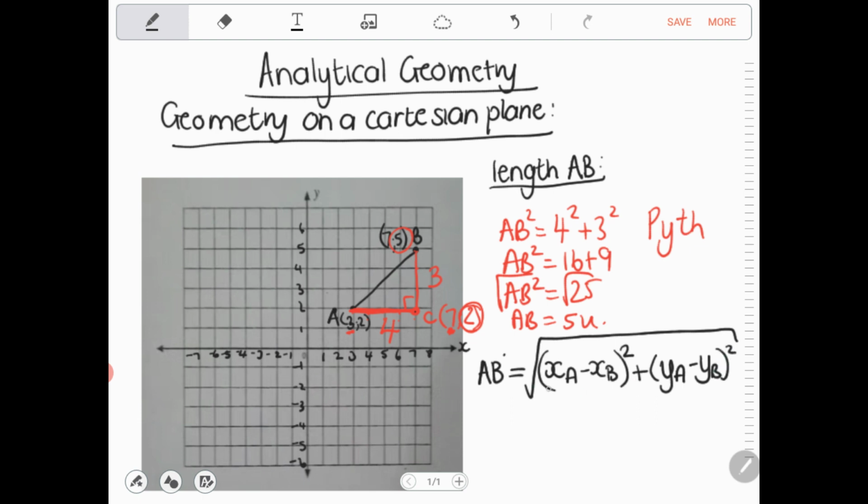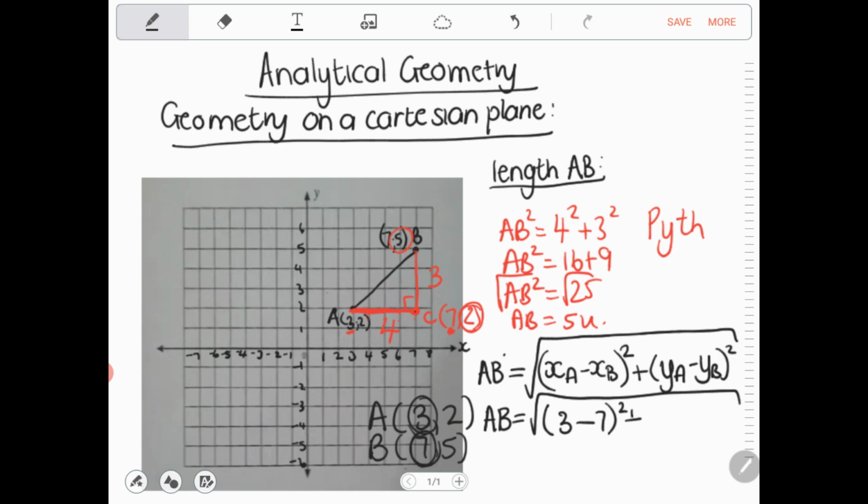So if we use this formula, we're going to end up with exactly the same thing as this. It's just using Pythagoras. So let's just double check it. Let me just write these coordinates here. A is 3 and 2, and B was 7 and 5. So let's check AB. The x at A, that's this coordinate here, 3, the x at B, 7. 3 minus 7 squared.